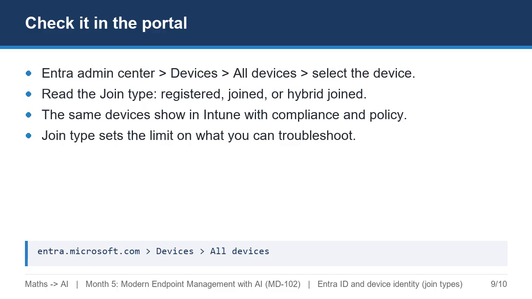You can confirm the same thing from the cloud side. Go to the Entra Admin Center, then Devices, then All Devices, pick the device, and read its join type. Those same devices appear in Intune, where you'll also see compliance and assigned policies. And remember the practical point: join type sets the ceiling on what you can fix. A registered BYOD device gives you little control, while an Entra joined device under Intune lets you push policy, wipe, or reset.